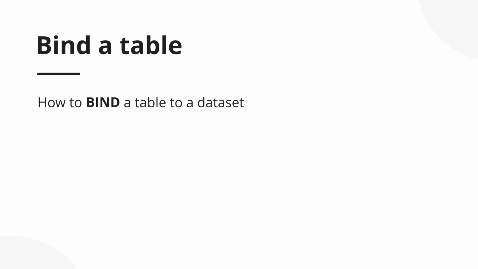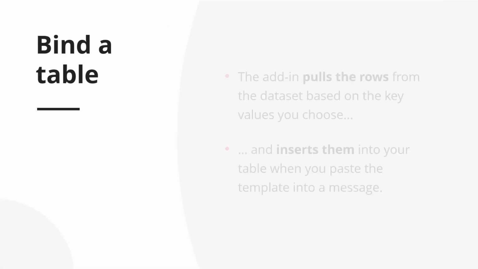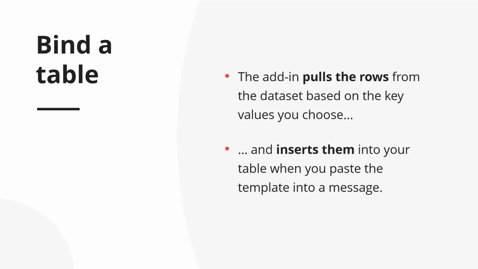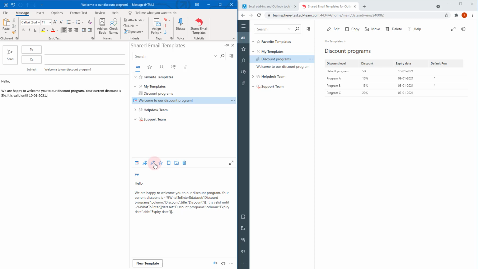Our next step is to add a table to a template and bind it to a dataset. If you bind a table to a certain dataset, the add-in will pull the rows from the dataset based on the key values you choose and insert them into your table when you paste the template into a message. Let's have a look. I go back to my template.